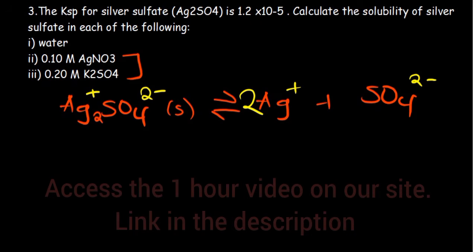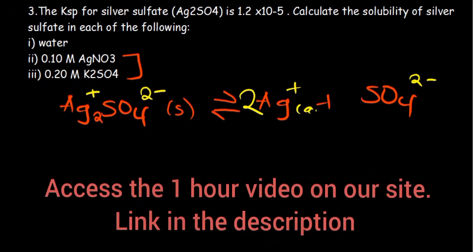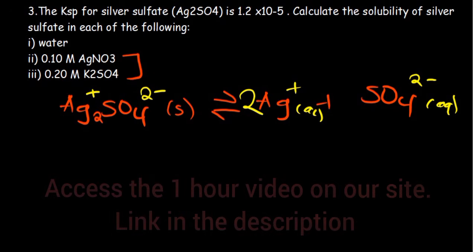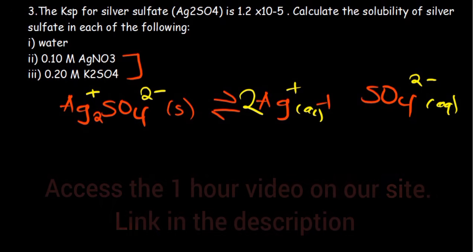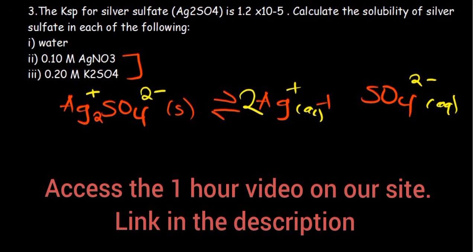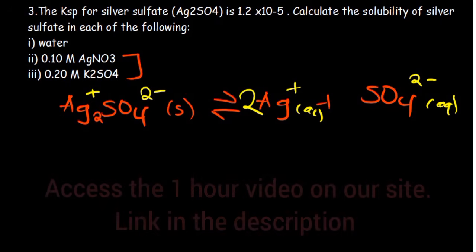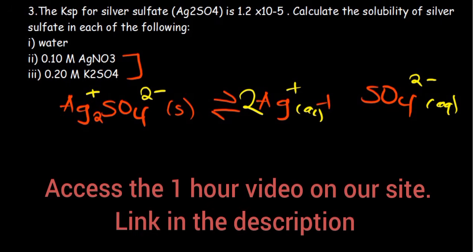Of course, on the right hand side what we have is aqueous states. They didn't even ask for us to write the dissolution reaction, so even if you don't show it, there's no problem there. Now we need to calculate the solubility. What have they given us? They've given us the KSP. The KSP value has been given.